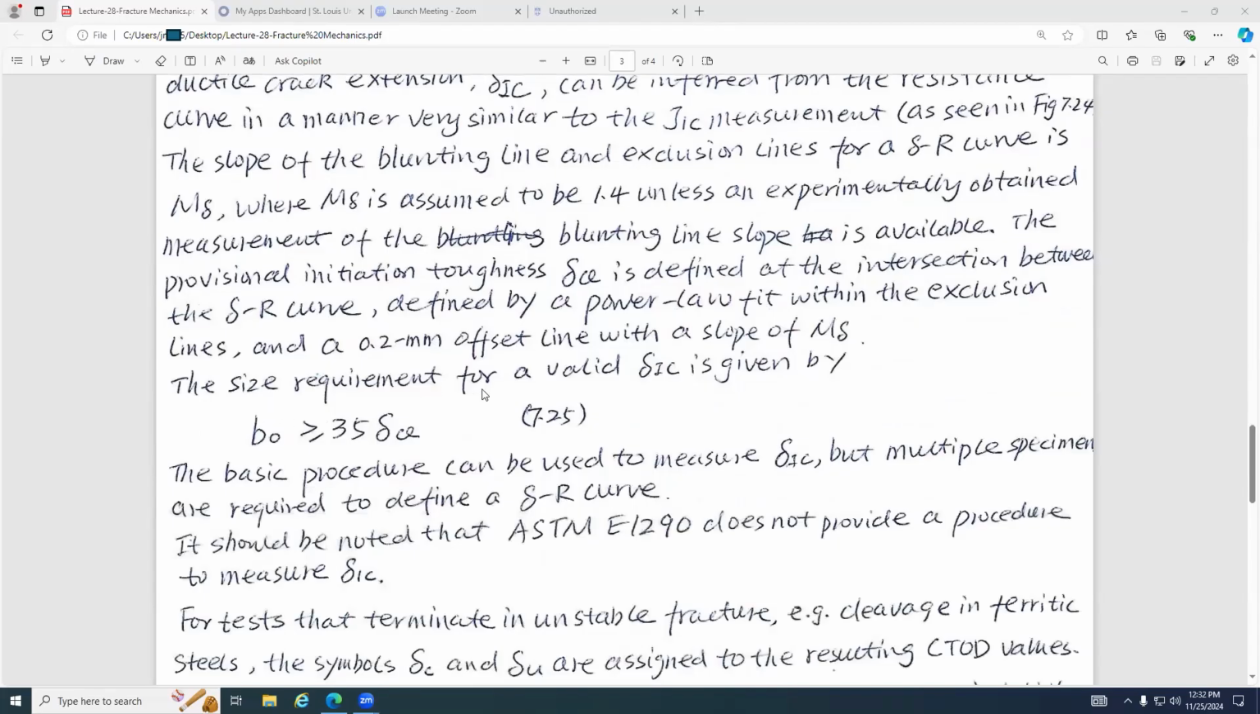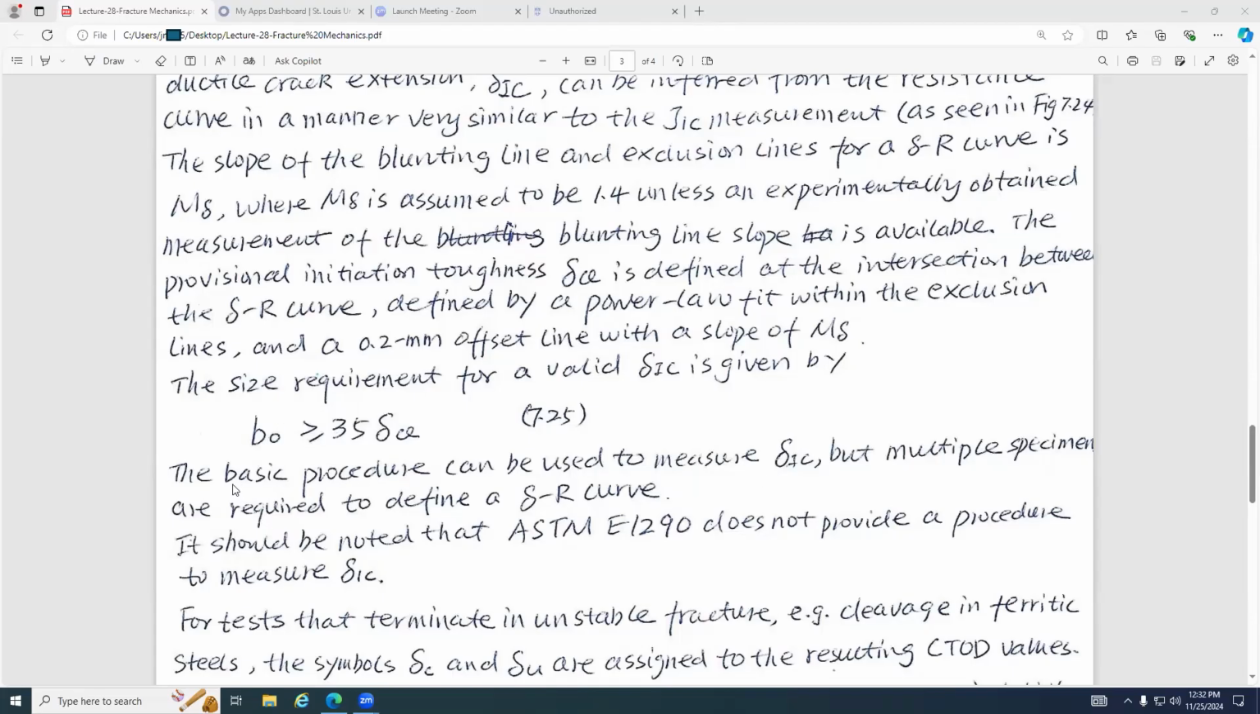The size requirement for a valid delta IC is given by this, and you need to check if this inequality is satisfied and this delta IC is valid. Otherwise, you need to redo. You need to increase the specimen size to redo. Okay? So use this one to check.